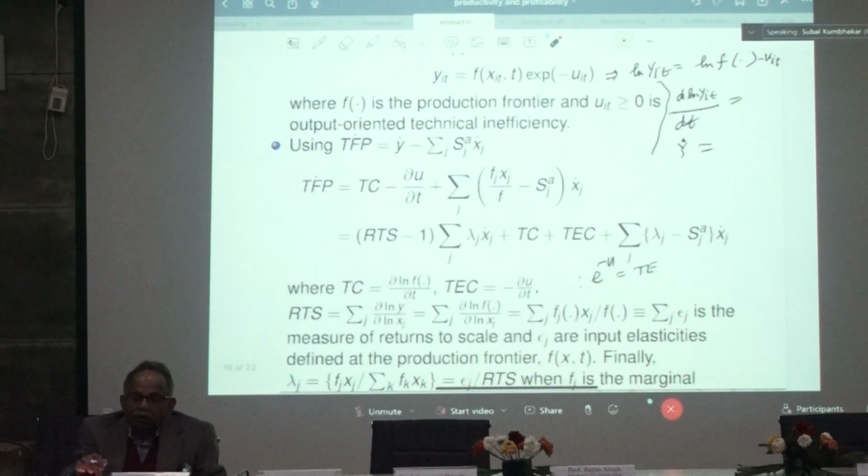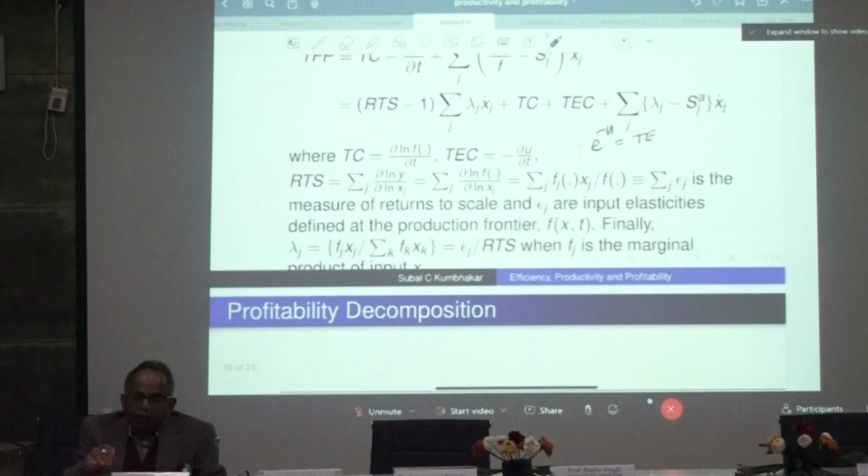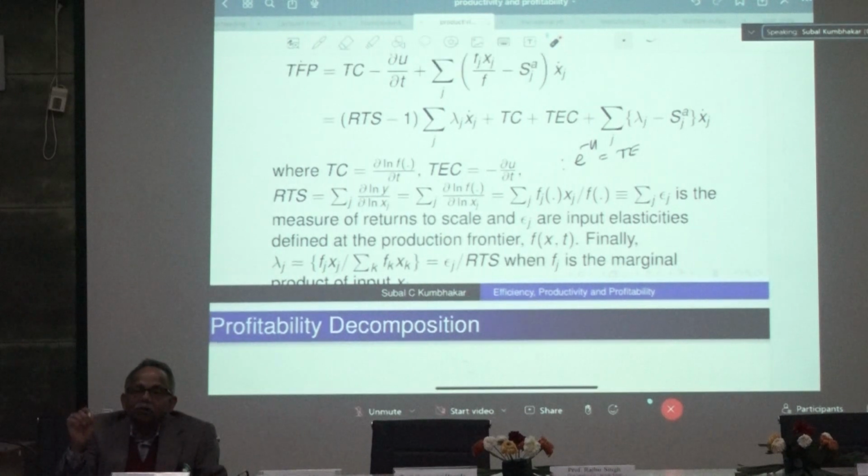So TFP change is going to be decomposed into a scale component. We just say that returns to scale. If returns to scale is bigger than 1, this is a positive number, so that will be contributing positively. If technical change is shifting upward, that is going to be contributing positively. If efficiency change, you are getting smarter over time, that is going to be contributing positively. And if you are misallocating, then it's going to be contributing negatively, right?